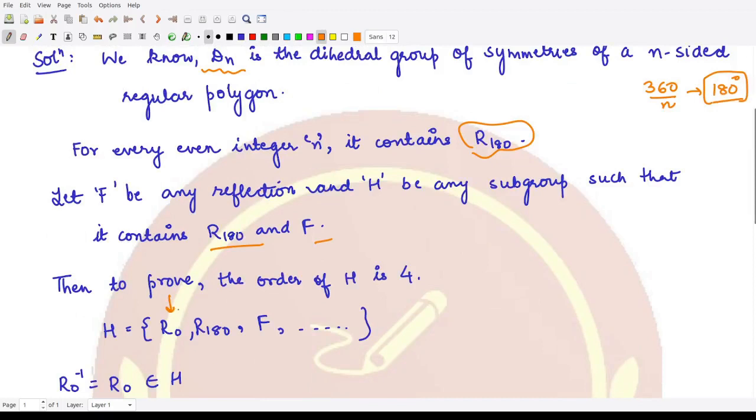In the subgroup H we have R0, which is the rotation by 0 degrees. This is the identity of the group. We have the element R180 with us, and we have the element f with us. Then we see whether the inverse of all of these elements is present in H, because for H to be a subgroup we need two conditions: first, it should be closed under the given operation, and second, the inverse of each element should also be present in H.